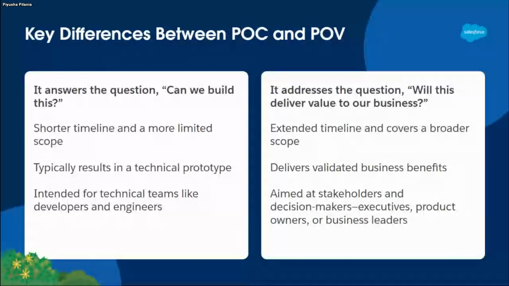If you need to focus on, will this deliver value to our business? And this is the kind of question which normally comes from your client. POV is something which you need to focus on. You try to build something and then you try to show them the value, that this is how you can save money or this is how you can reach your goal faster. In terms of timelines and scope, POCs normally have shorter timelines.